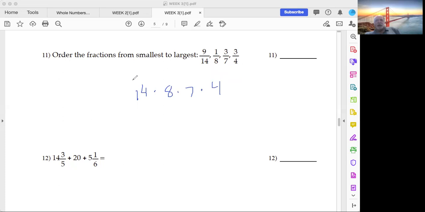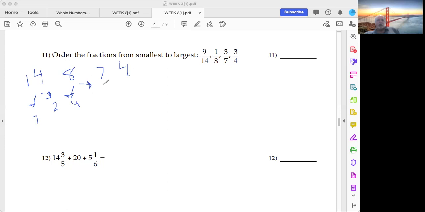The other way to do it is to factor each of these: 14, 8, 7, and 4, okay? So let's do that. Let's see if we can come up with a tinier number to be divided by all of these, okay? 14 you can factor into 7 and 2. 8 you can factor into 4 and 2. 7 is just 7. 4 can be factored into 2 and 2.